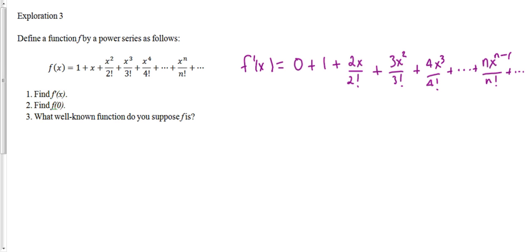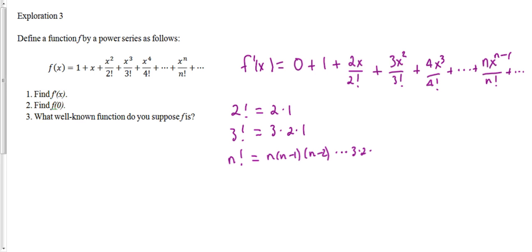But I can do a little simplification here because of the factorials. So if you remember, what does 2 factorial equal? Well, it equals 2 times 1. How about 3 factorial? Well, that's going to give me 3 times 2 times 1. How about n factorial? Well, that's going to give me n times n minus 1 times n minus 2 all the way down to 3 times 2 times 1.